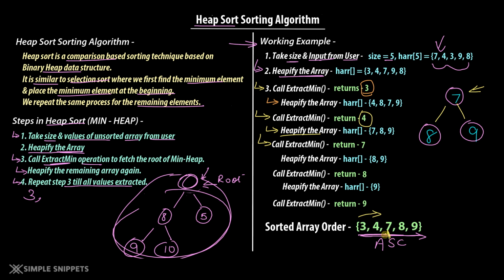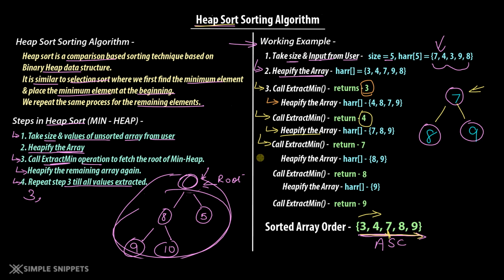So 7 is printed. Similarly, you'll keep on heapifying and extracting till all the values are extracted, and the output is always going to be in ascending order because every time you're extracting the minimum value, right? So 3, 4, 7, 8, 9 is being printed. So this is what is going to happen in heap sort, and this is the step-by-step working approach.